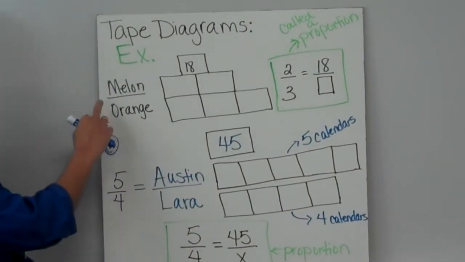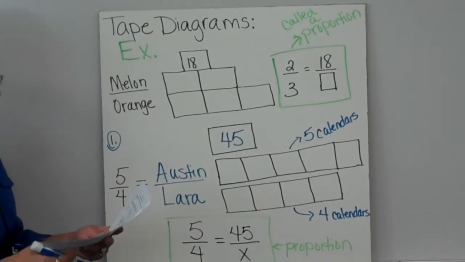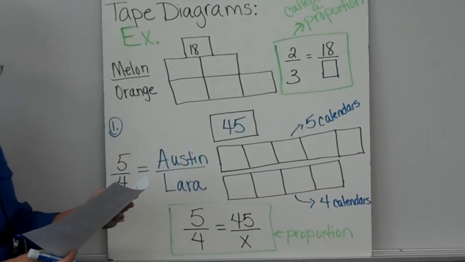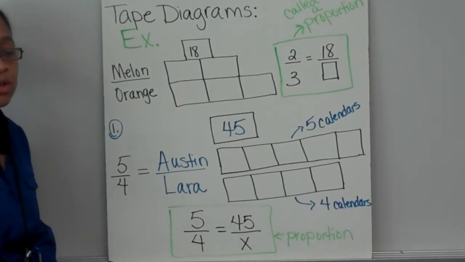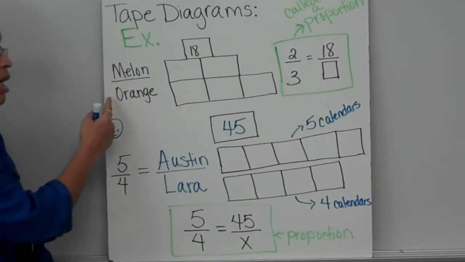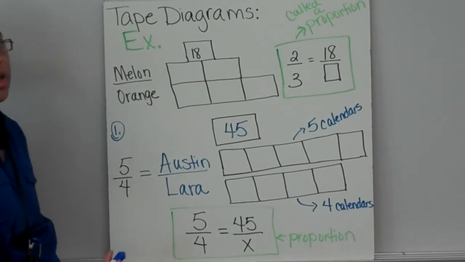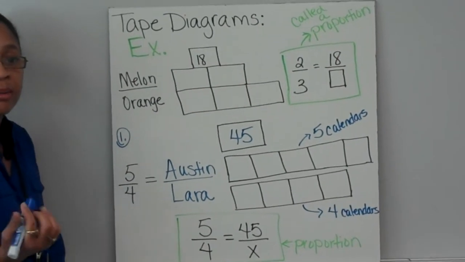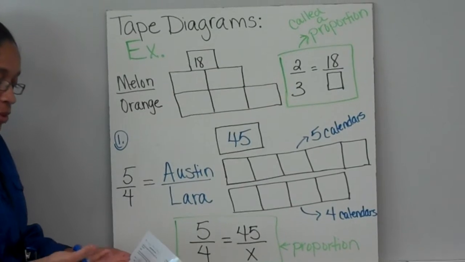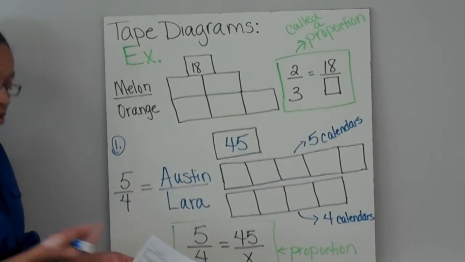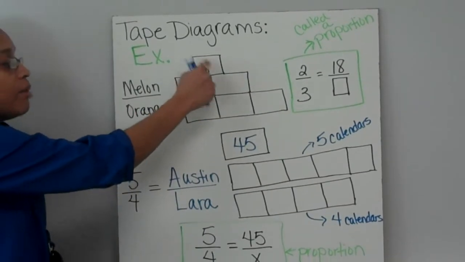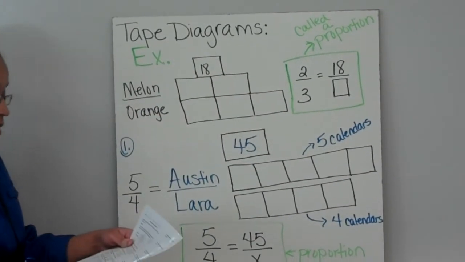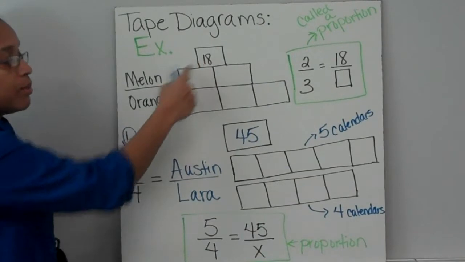So we know that we're going to have melon over orange juice, because that's how it was given to me. 2 parts melon over 3 parts orange juice. So that's why I just put melon on top, orange juice on the bottom. It doesn't really matter which way you put it in this particular example because you're trying to figure out how many ounces of orange juice will be needed. So it told me that I want to end up with 18 ounces of melon juice is what I'm going to use.